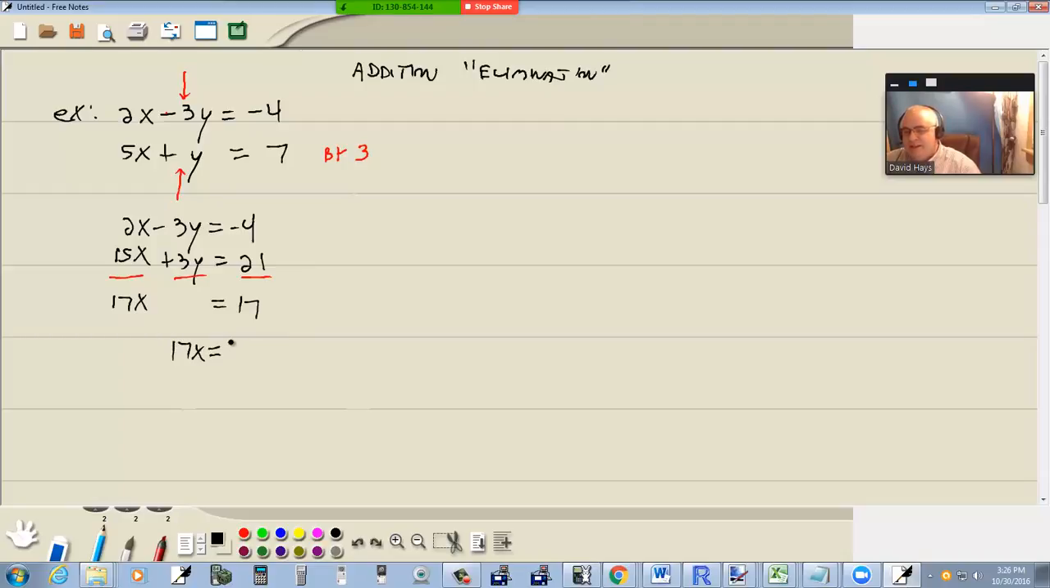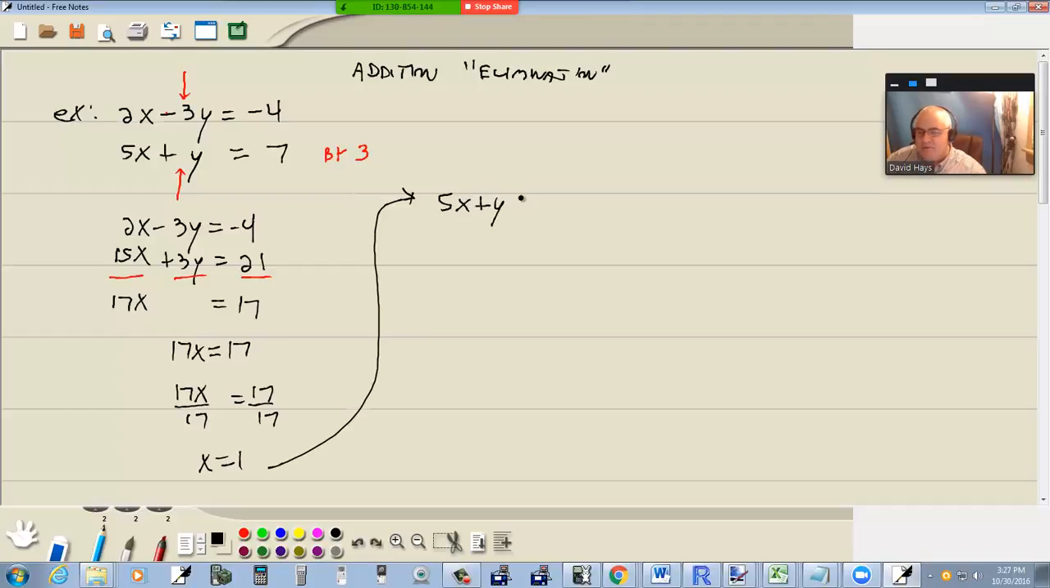So you got 17x equals 17. I'll divide both sides by 17, and we get x equal to 1. Now at this point we need a y, and we're going to plug it back into one of our equations. Doesn't matter which one. I'll plug in the second one. It looks a little bit easier because there's no number in front of the y.